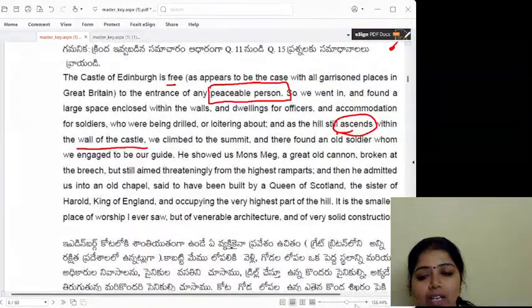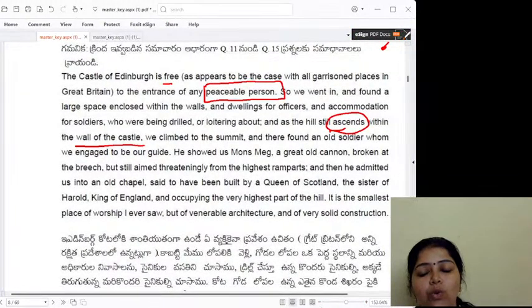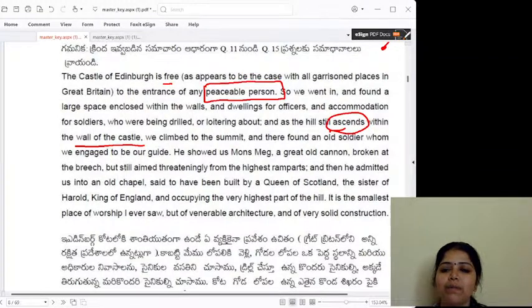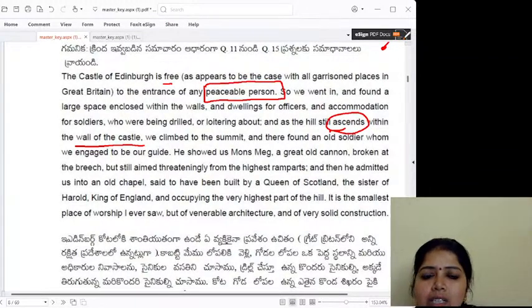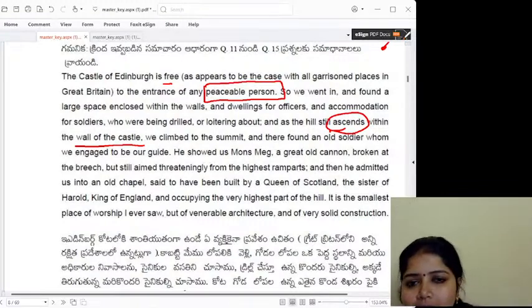So when you are doing RC, we have to be good with our vocabulary. Peaceable person is nothing but that tourist. The options given are tourist, archaeologist, soldier, and all, and here the peaceable person is the answer.